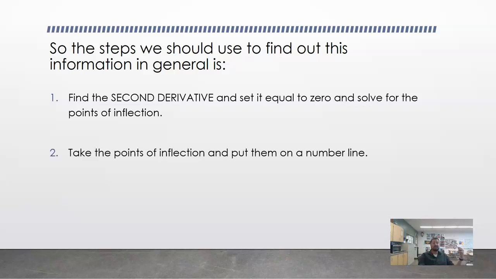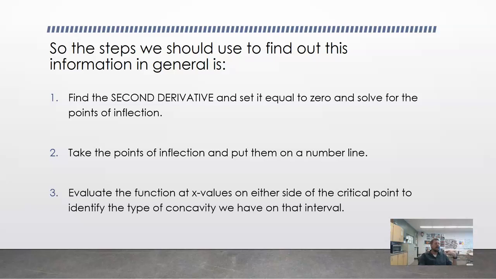Step number 1, take the second derivative, set it equal to 0 to solve for the points of inflection. Step number 2, take those points of inflection and put them on a number line. And then step number 3, put points in on either side and then identify the type of concavity that we have on that interval. So if you're taking notes and you want to fill that out, take a second to write those down by pausing the video. And then once you're done, we'll move on and do one more example to make sure that we understand what's going on.